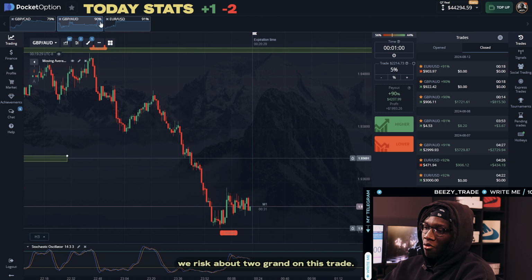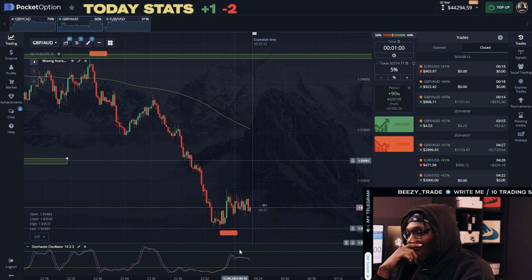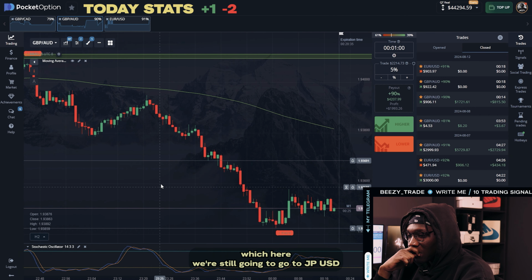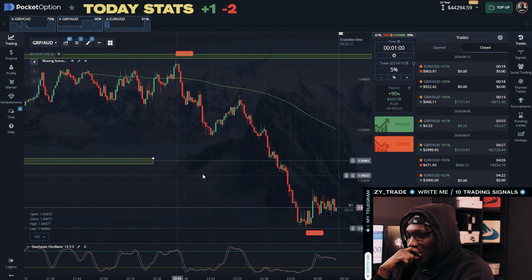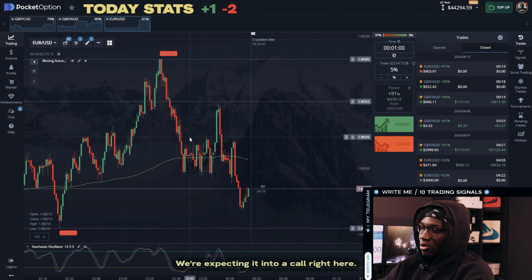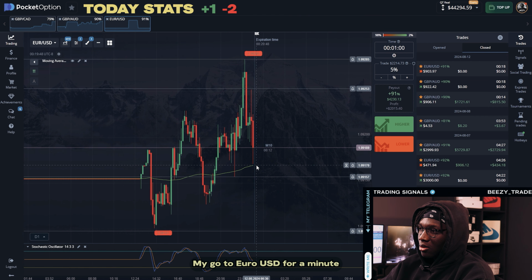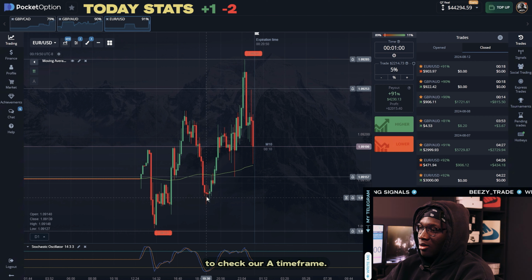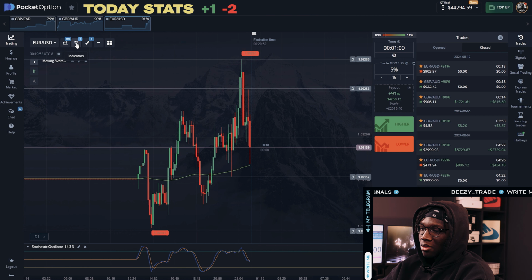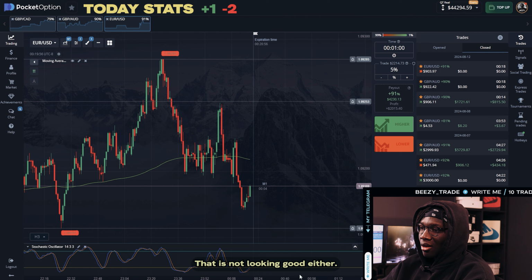We'll risk about 2 grand on this trade. So now we can see definitely the market is moving up, which here we're still gonna go to GBP USD, and we're expecting a call. We're expecting to enter a call right here. I might go back to EUR USD for a minute. Let's check our high time frame, M10. Yeah, that is not looking good either.